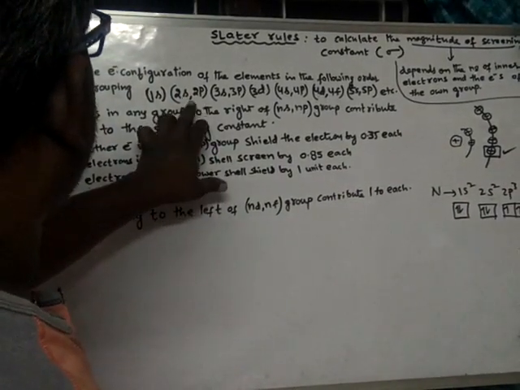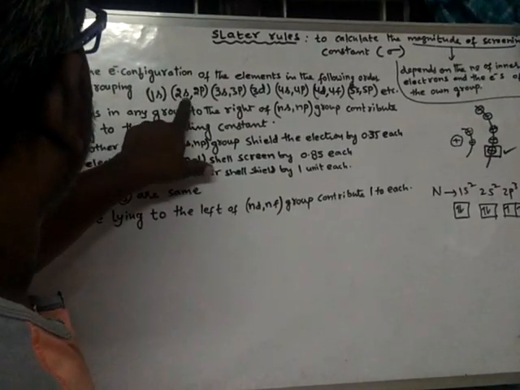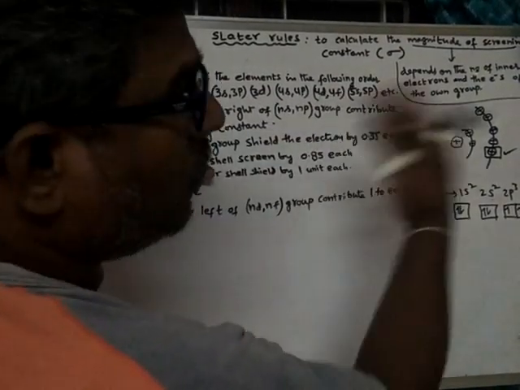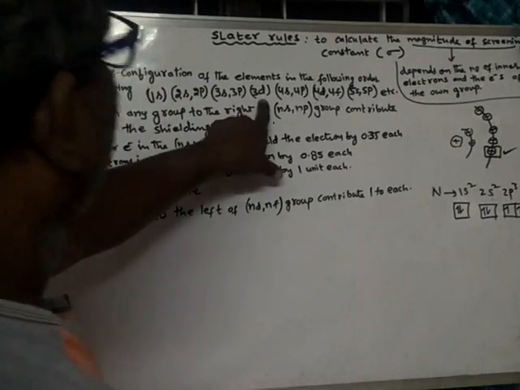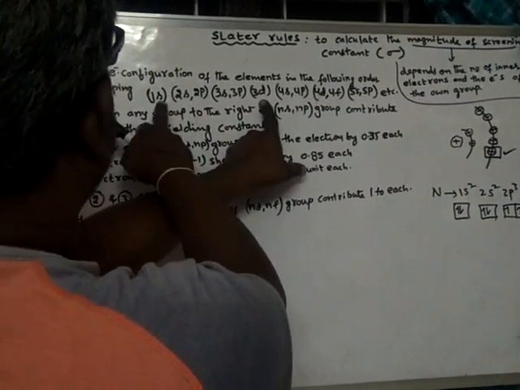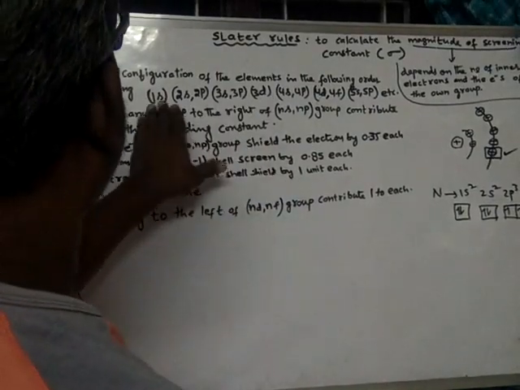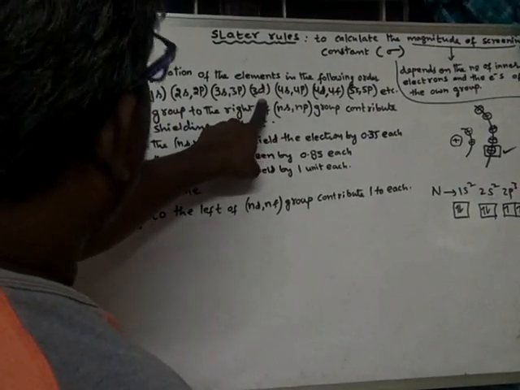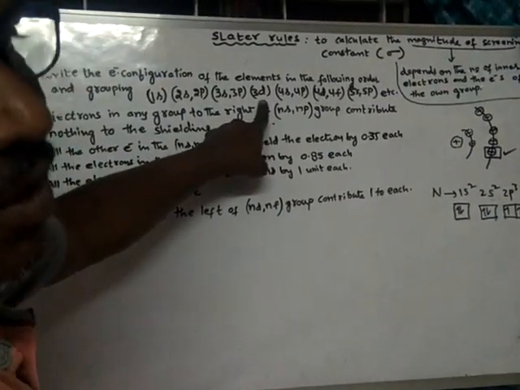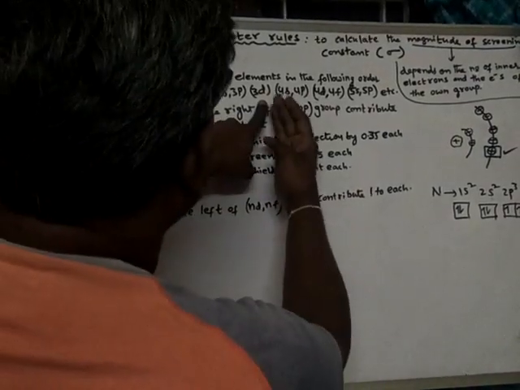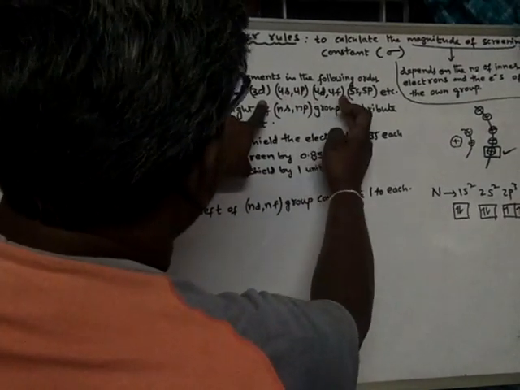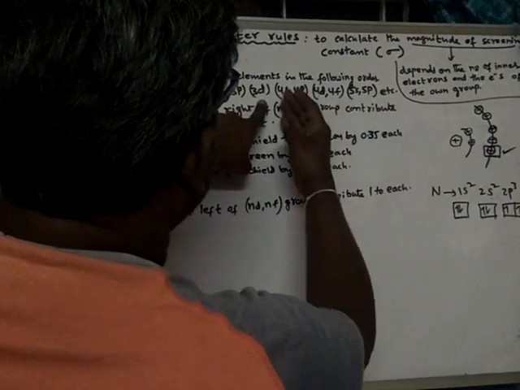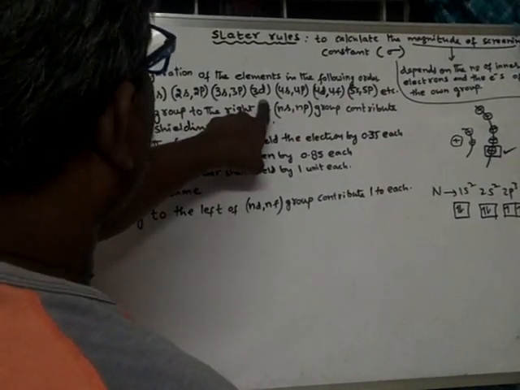See, look here. Let us take this group. To this group, one side is left, and all other groups are present on the right side. If I consider the 3D group, then these three groups are towards the left side, and these groups are towards the right side of the 3D group. While calculating the screening constant, we should not consider the electrons of the groups which are present on the right side. The right side electron groups should not be considered while calculating the screening constant.